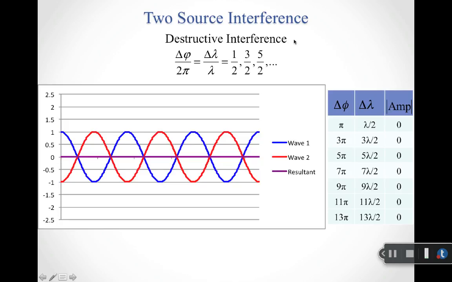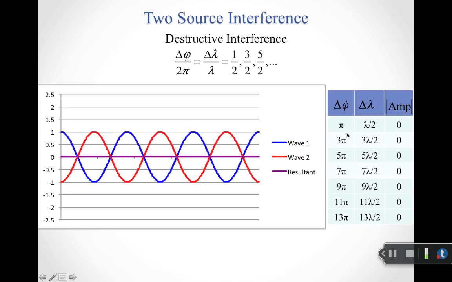The other special case we talked about was destructive interference. And so destructive interference is where my waves are completely out of phase, and so they cancel out and leave me with nothing. So the first thing to notice for destructive interference is that all my amplitude of the resultant wave values are all 0, because my two waves are perfectly canceling out if I've got destructive interference. So when does this occur?